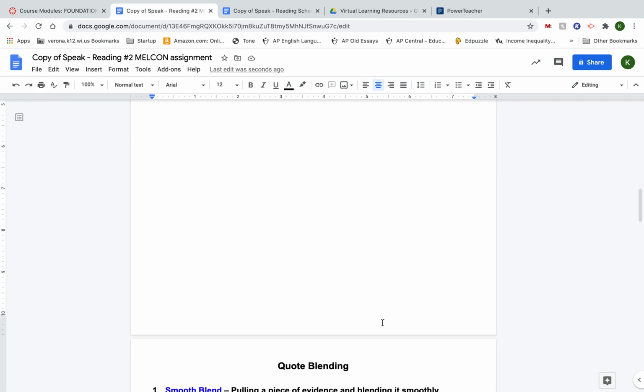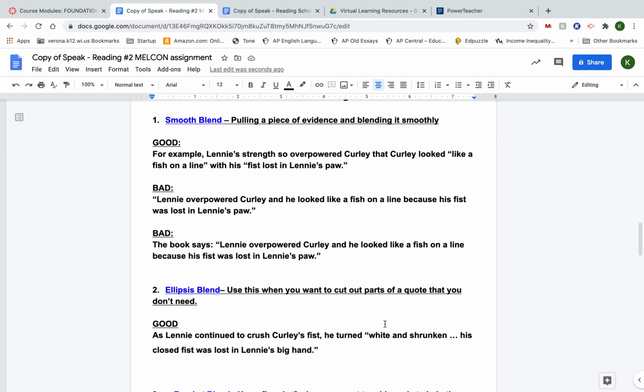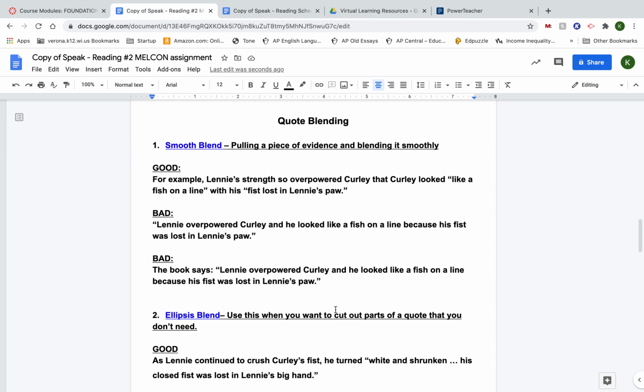And then your assignment for this is to look at this quote blending handout. This is a key skill that we're going to work on this year. So we're going to talk about how do you take something from a text, like "a fish on a line" and "his fist lost in Lenny's paw," and how do you blend it into your own writing?